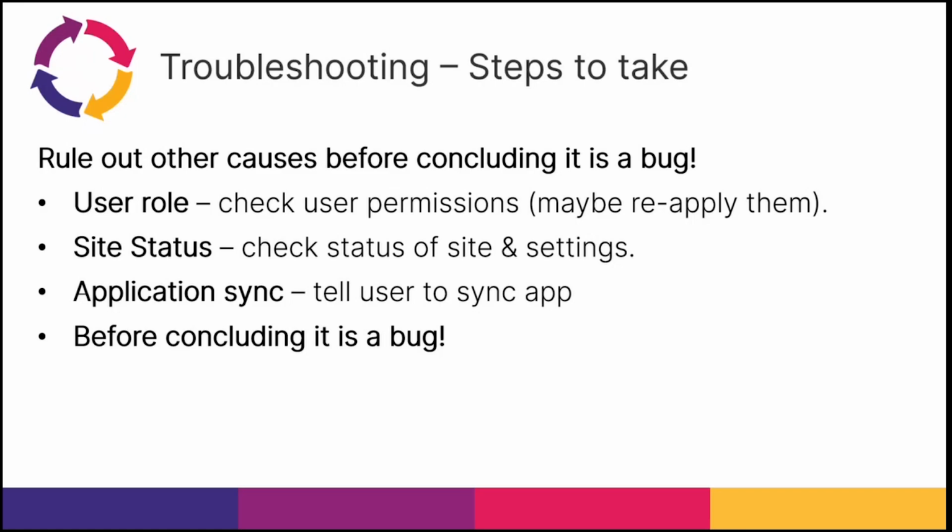Another one is site status. This is a really common one that affects a range of different functionality related to whether a user would see sites. If it has anything to do with the mobile app, another first thing to do is sync the app. Just sync it. It doesn't hurt. It takes 5 minutes. It's just there to help us rule out potential causes for why we might be seeing a behavior. And the more we rule out, the more we can conclude it's a bug more definitively.